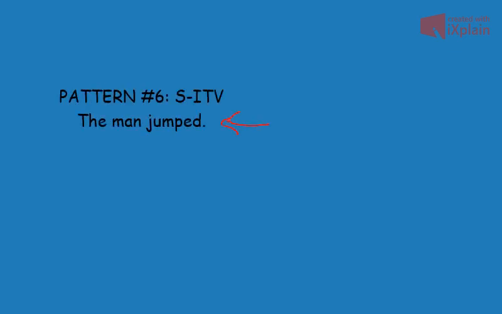Now, pattern number 6. Pattern number 6 stands alone and consists of a subject and an intransitive verb. This is the only pattern with an intransitive verb. An intransitive verb is an action verb where there is no object receiving the action.